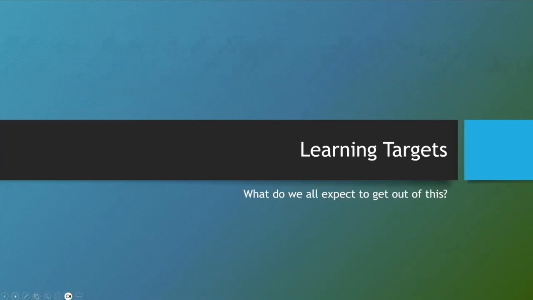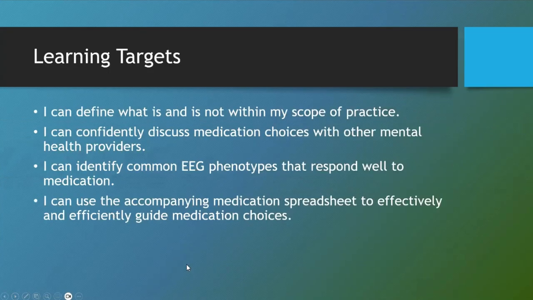So what are some learning targets here? What do we all expect to get out of this? Hopefully, by the end of this presentation, you will be able to define what is and is not within the scope of practice, to be able to confidently discuss medication choices with other health providers, to identify common phenotypes and how they respond to medication, and to use the accompanying spreadsheet to effectively guide medication choices.